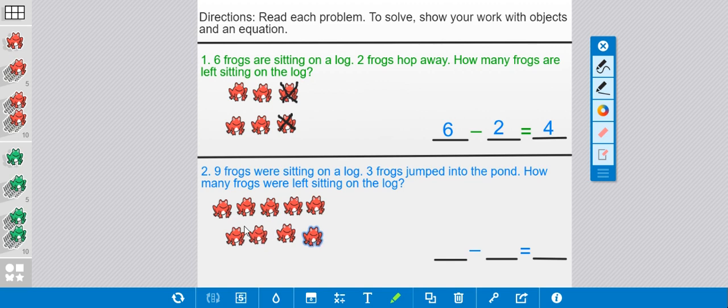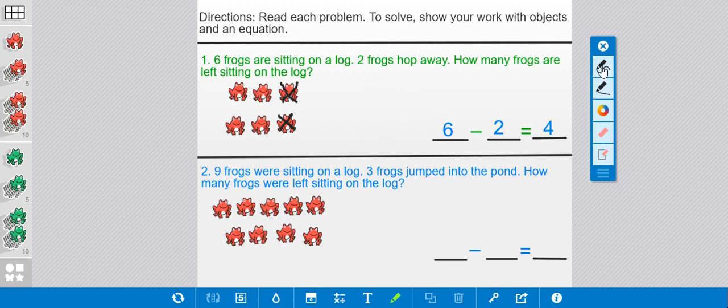And I want to go back and check my work. So let's count our frogs. 1, 2, 3, 4, 5, 6, 7, 8, 9. Okay, so I have 9 frogs sitting on a log. And then 3 frogs jumped away.